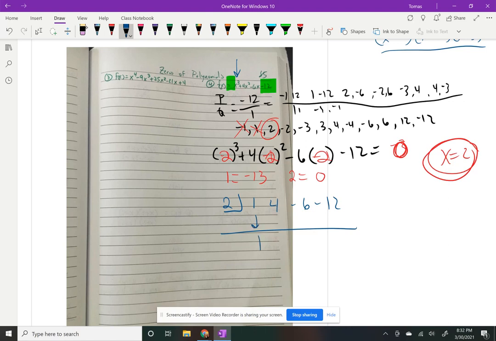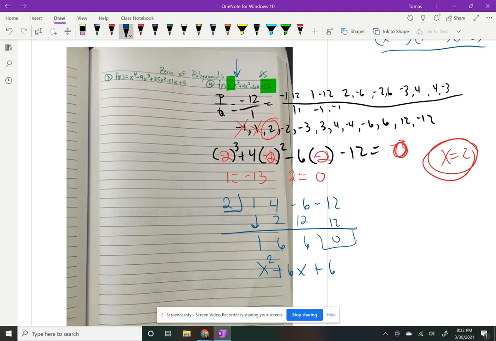So we drop down the 1. 2 times 1 is 2. 4 plus 2 is 6. 2 times 6 is 12. Negative 6 plus 12 is 6. 2 times 6 is 12. And we get a remainder 0, which is fantastic. Now we just make this into a polynomial. And now we have x squared plus 6x plus 6. There we go.